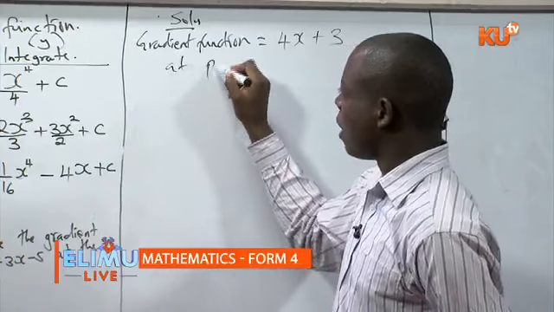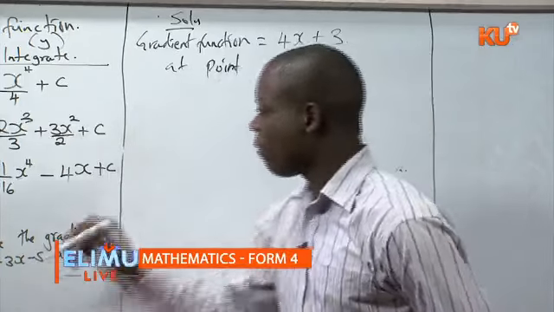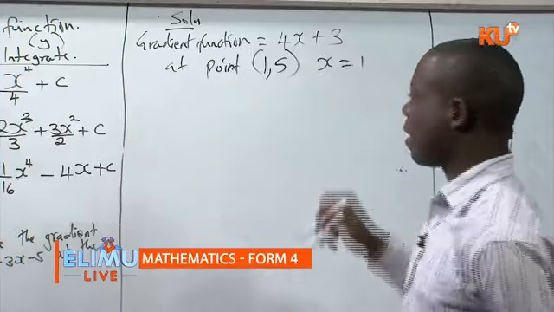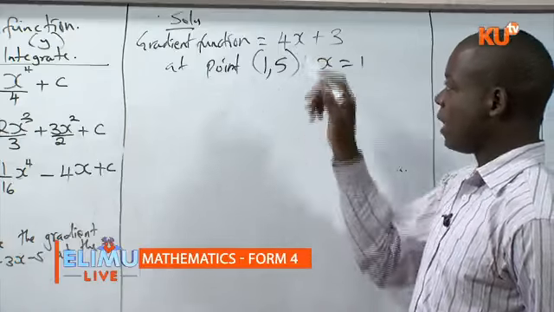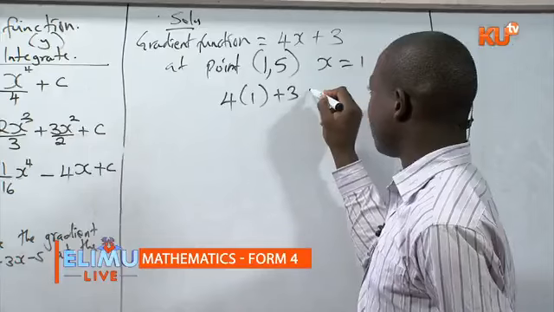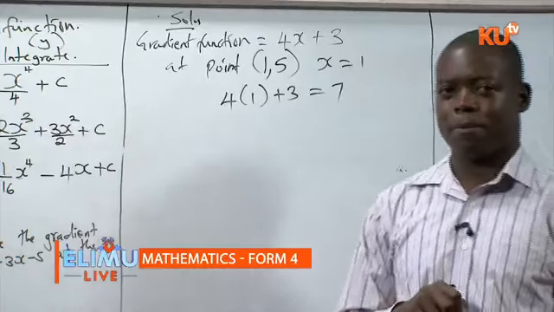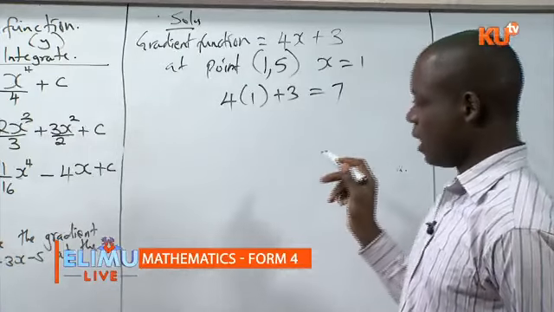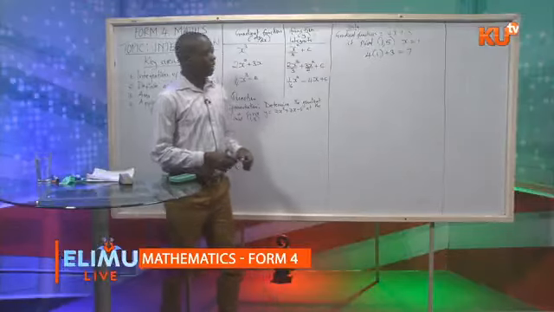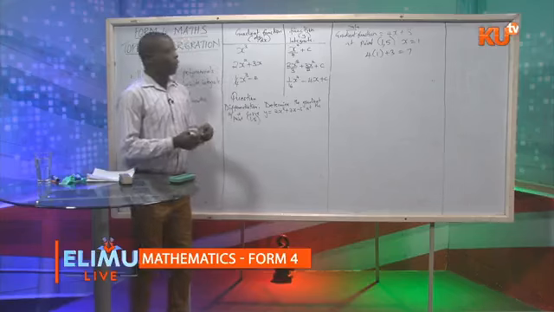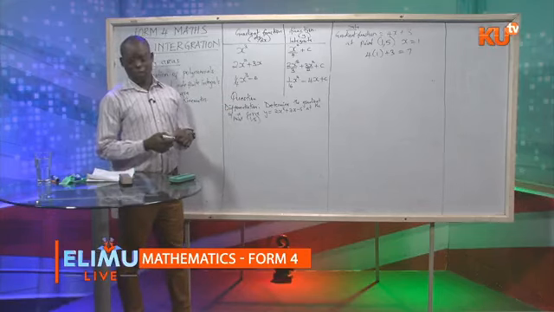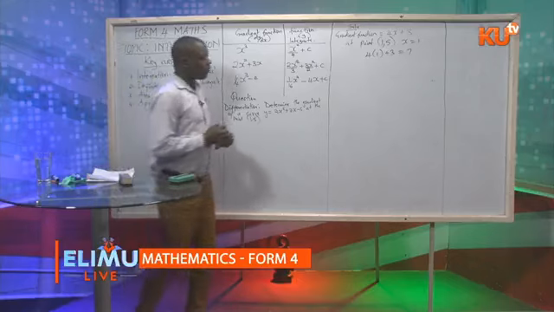And so at the point 1, 5, x is equal to 1. So we replace it here to have 4 into 1 plus 3. So the answer is 7. So our gradient in this case is 7. When it comes now to integration, we are not going to obtain the gradient of the curve, but we are going to obtain the equation of the curve.